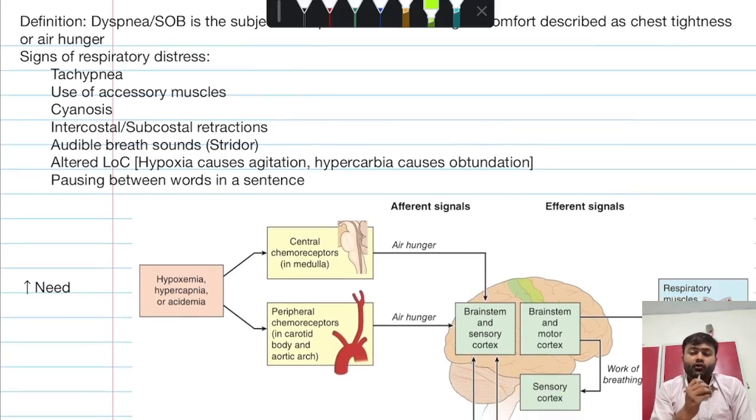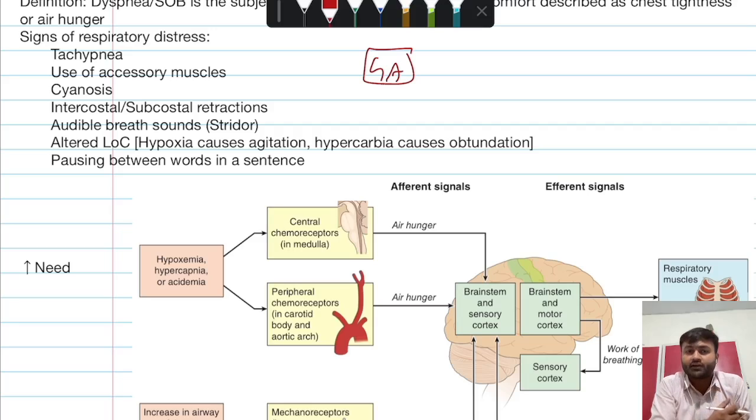Second is recognizing the signs of respiratory distress. This can be seen on only a general appearance of the patient. You should be able to make out that the patient is in respiratory distress and thus requires expedited assessment as well as management. He might be having a life-threatening condition. So the identification signs include tachypnea, the use of accessory respiratory muscles, along with some intercostal or subcostal retractions, audible breath sounds like stridor, or an altered mentation.